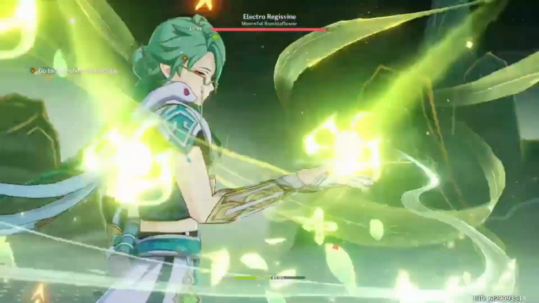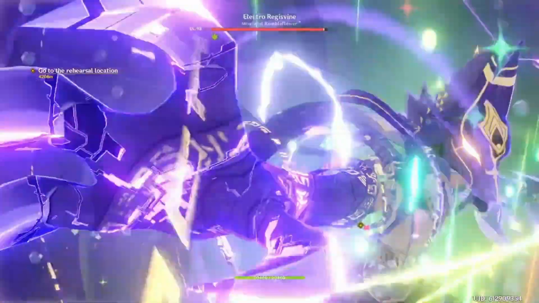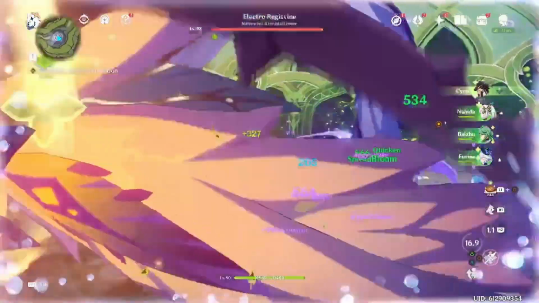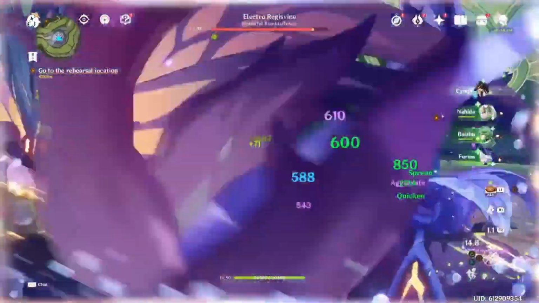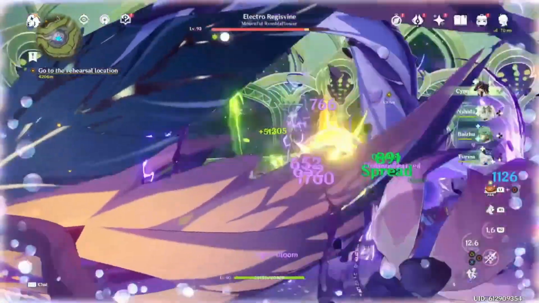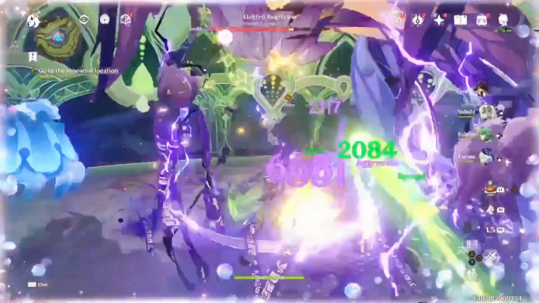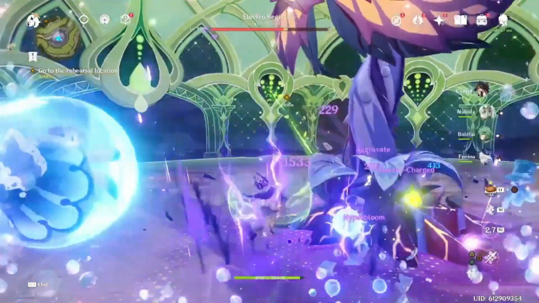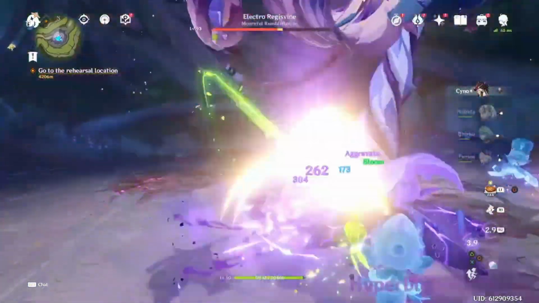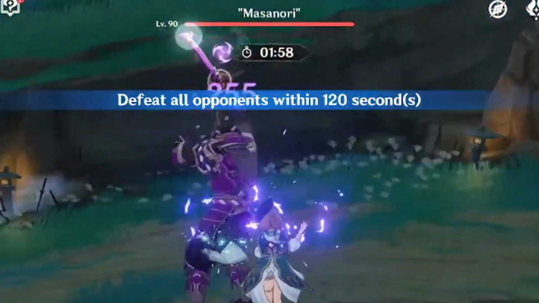The goal of Quickbloom teams is to have high uptime on Quicken in order for an Electro DPS to get a lot of aggravates or a Dendro DPS to get a lot of spreads, while still getting a good amount of Hyperblooms as another great source of damage. In order to understand the science behind how this works, we first need to understand how Quicken works.